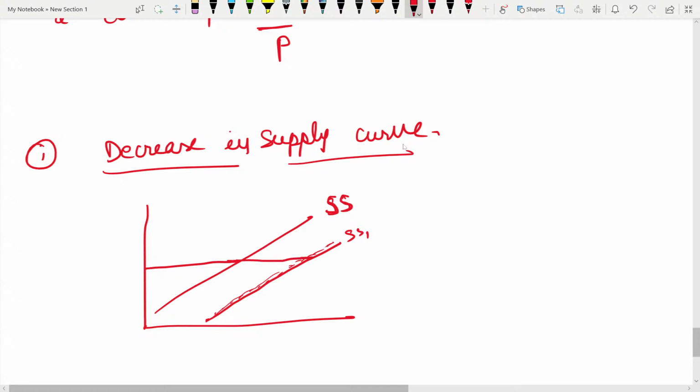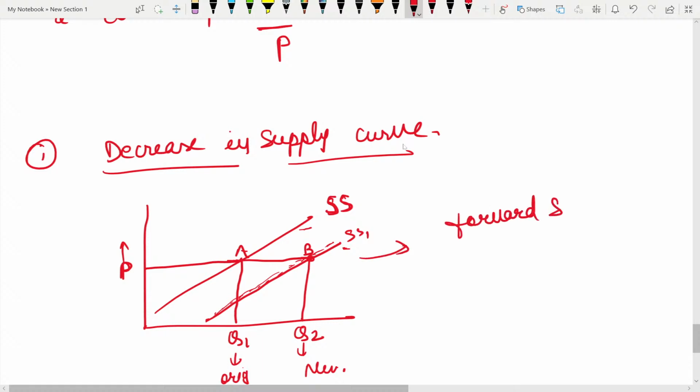So you can see at the existing price, that is Q1 and Q2 and P. P here is showing the existing price, Q1 is showing the original quantity, and Q2 is supply due to shift in supply curve. So this is the original supply curve, and this is the new supply curve, point A and point B. So this is shift in supply curve.